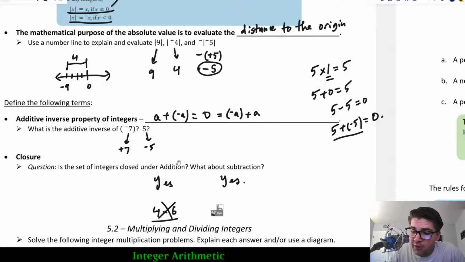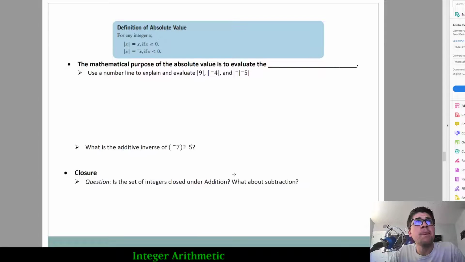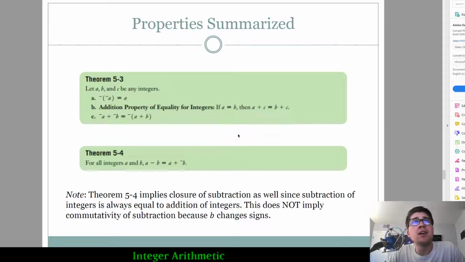But after we've learned about negatives, now we know that you can take away more than you have. You just get a negative answer. So it was not closed amongst the whole numbers, but subtraction is closed across the integers. And the properties get into this a little bit further. So we've already done those questions. I'll talk more about the relevance of closure a little bit later as well.